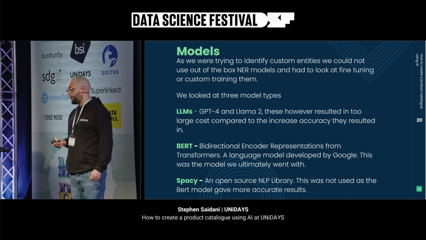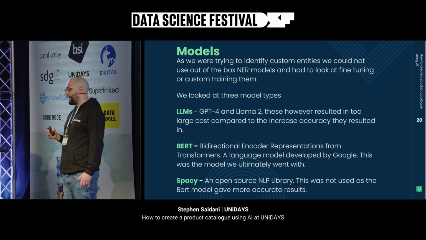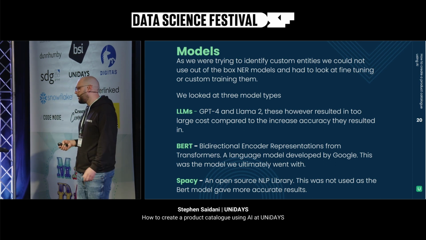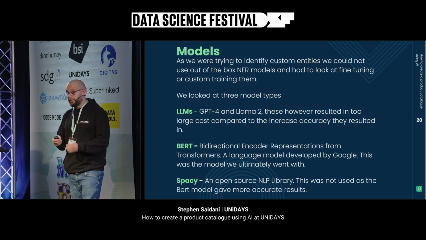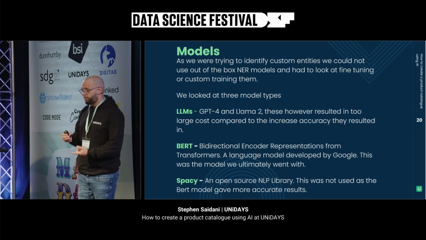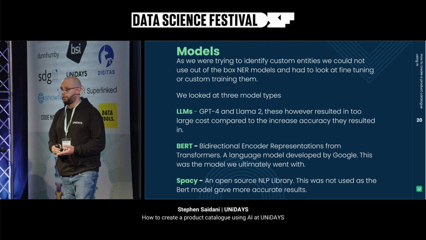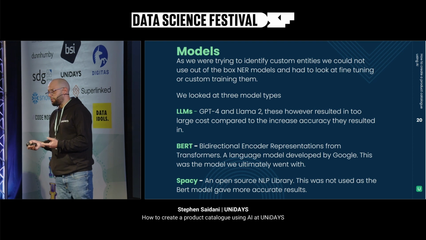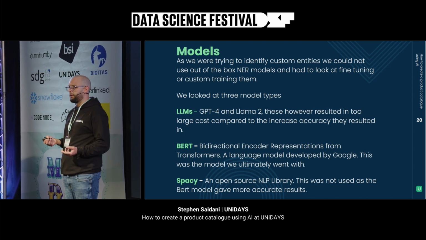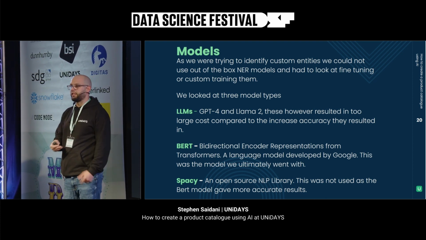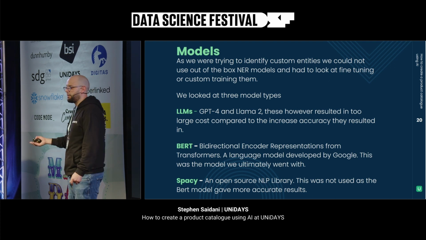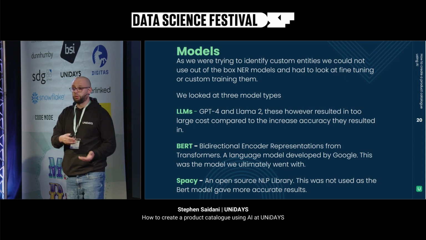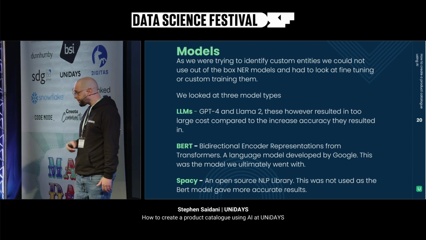So we looked at 3 sets of models. First, LLMs, which I think you're all fairly familiar with, which is GPT and Llama 2. They did give very accurate results, but they cost a lot to train, and they cost a lot to maintain. So for the increase in accuracy, we opted not to use them. At the end of the day, most of us work in business, and we're here to make money. If I'm costing the business more money to train it versus I can do something cheaper which is almost as good, then I might as well go with that.